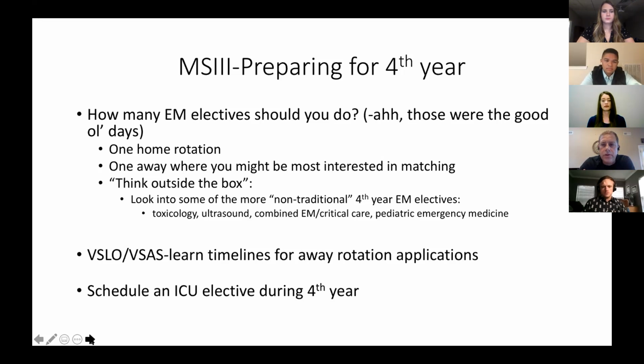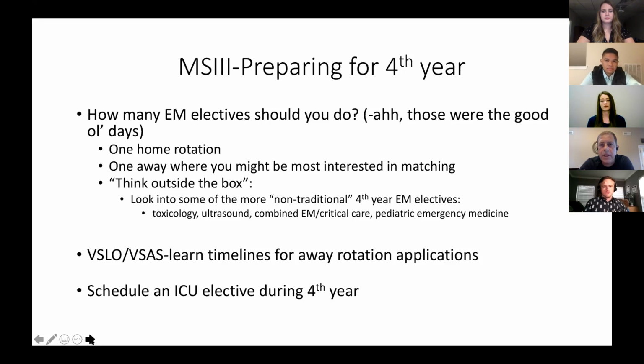Look into some of the more non-traditional fourth year EM electives. You might want to consider a 2-week elective in tox. You might want to consider a short elective in ultrasound. We're actually offering those at our institution for our medical students that are going into emergency medicine. They're spending 2 weeks on tox, or 2 weeks on ultrasound, and they're getting an additional SLO out of that.